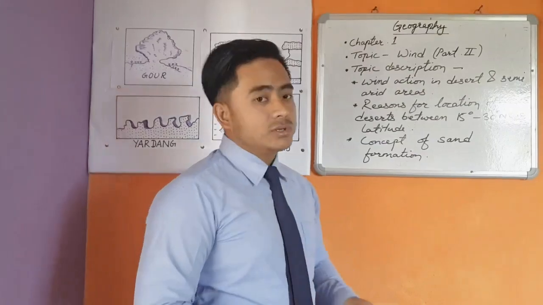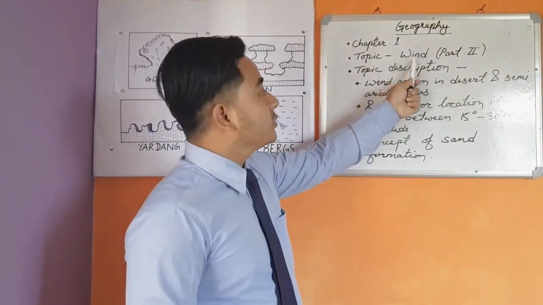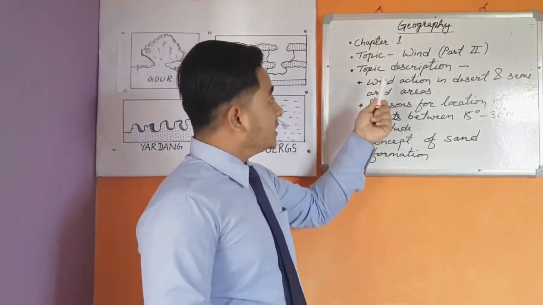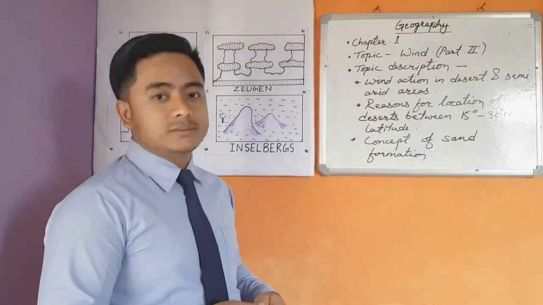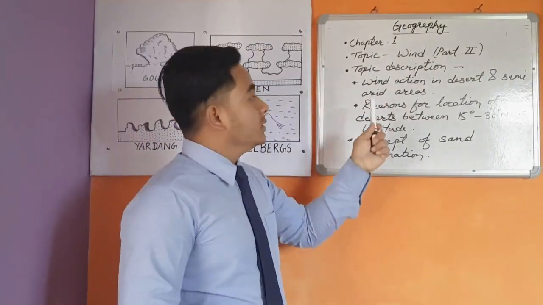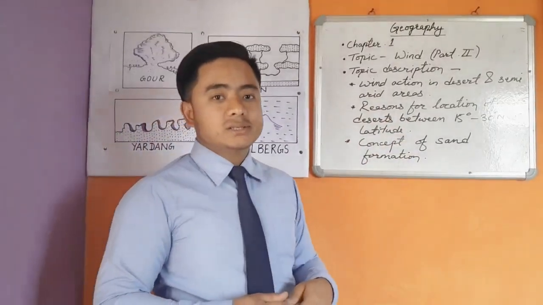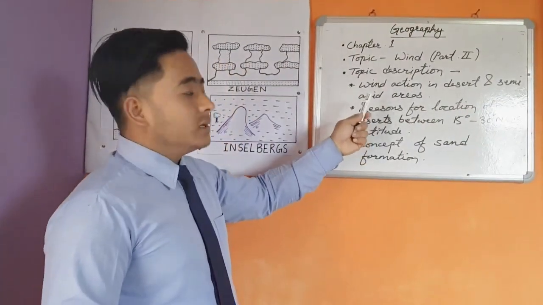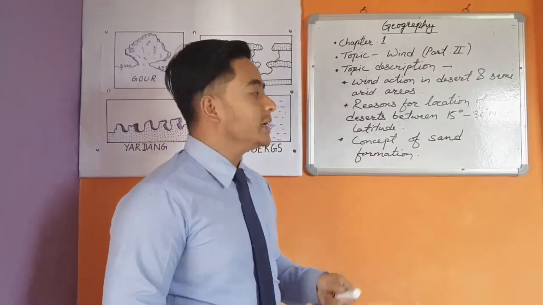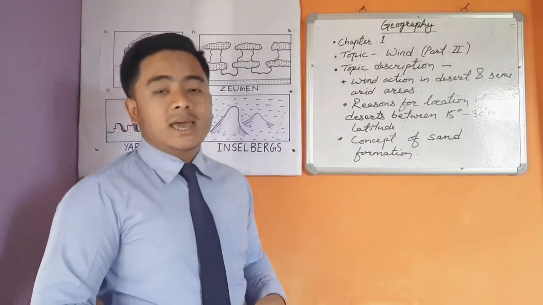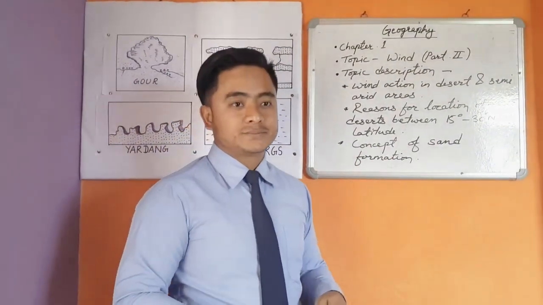Today, in this lesson, we will continue the same topic of the previous lesson, that is wind. Within this topic, we will discuss the following 3 points. The first point is wind action in desert and semi-desert areas. The second point is the reason for the location of deserts between 15 degrees to 30 degrees north and south latitude. And the third point is the concept of sand formation.